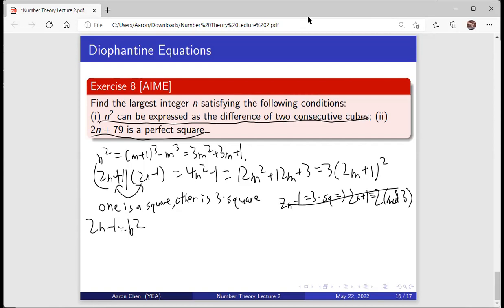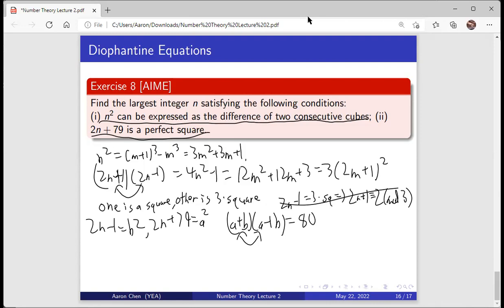And at the same time, 2n plus 79 is also a perfect square, so we can let that be a squared. So then a squared minus b squared, the difference of the squares, which we can just directly write as a plus b times a minus b, is just 80. So these two have the same parity, and the product is even. So both are definitely even.